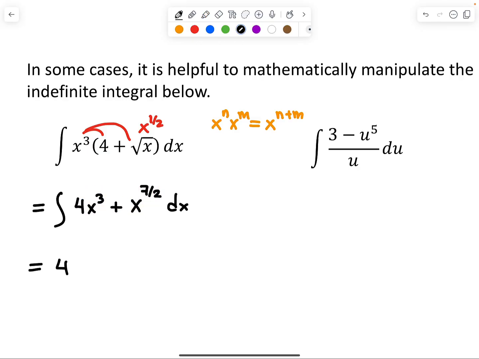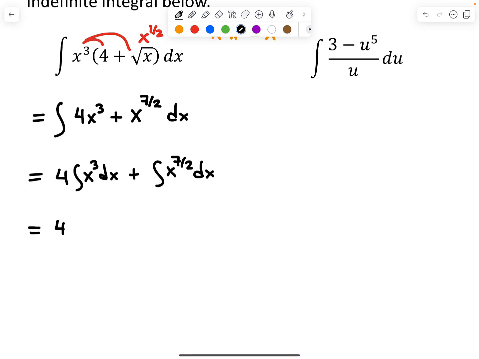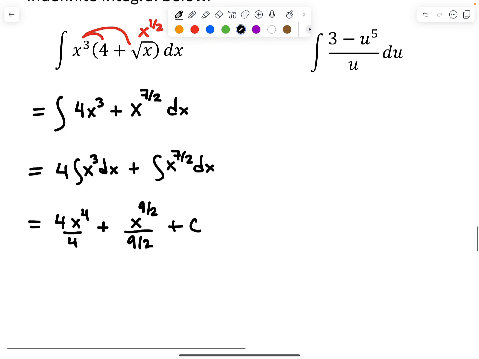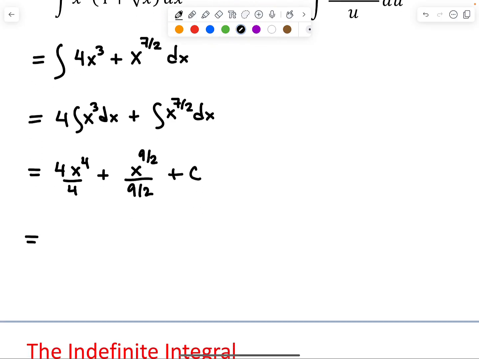And now I have a sum, and so I can integrate term by term. So the 4 can be factored out. We'll integrate x cubed by itself, dx, plus, and then we're going to integrate x to the 7/2 by itself. The 4 stays, integral of x cubed using the reverse power rule. The power increases to 4, and we divide by that new power. Plus, use the power rule here as well. Add 1 to 7/2, that makes 9/2, and then divide by that new power, and then plus c. So simplifying a little bit further, 4 over 4 cancel, you get just x to the 4th. Division by 9/2 is the same thing as multiplication by 2/9, and x to the 9/2 could be rewritten as the square root of x to the 9th, and then plus c.